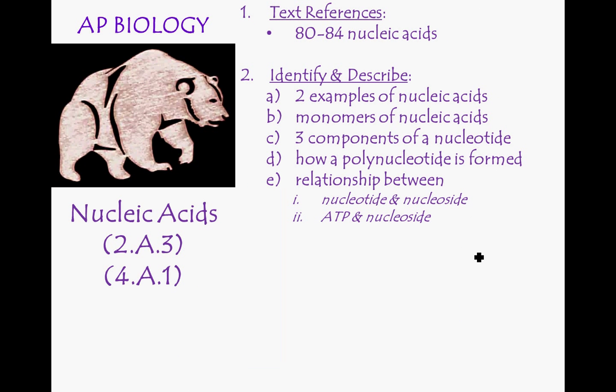Okay, so there's a lot of information, and you should be able to now identify the two examples of nucleic acids, DNA and RNA, identify the monomers of those nucleic acids as nucleotides, be able to describe the three components of a nucleotide, and then how the polynucleotide is formed. So we talked about that with the DNA polymerase and the nucleoside triphosphates. And then the relationships between a nucleotide and a nucleoside, with or without the phosphate groups. And then how is ATP really kind of like a nucleoside?